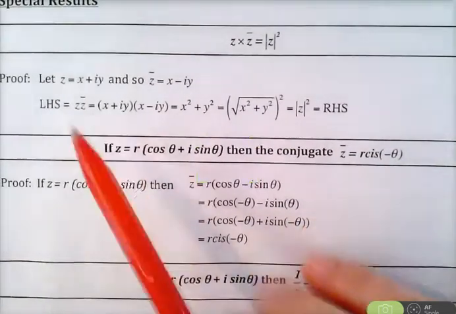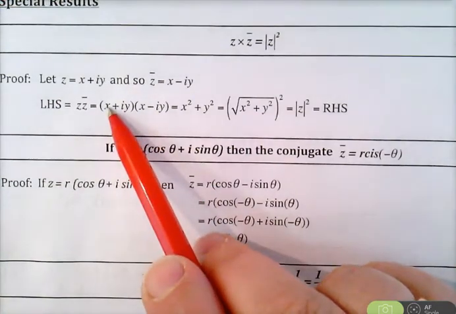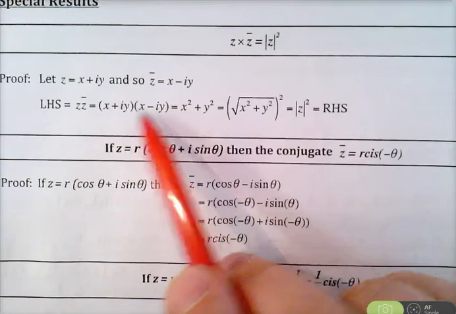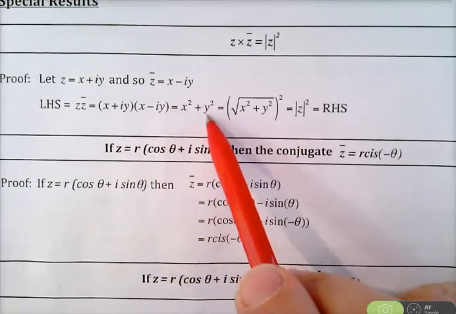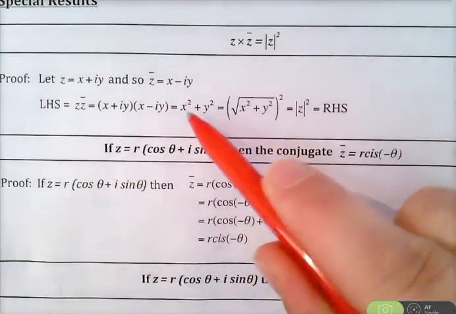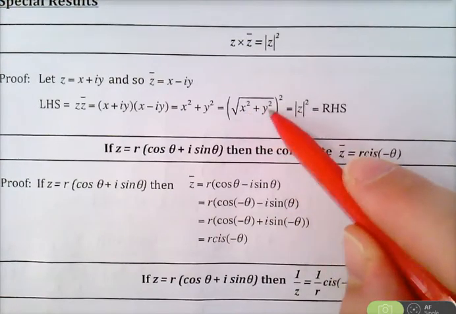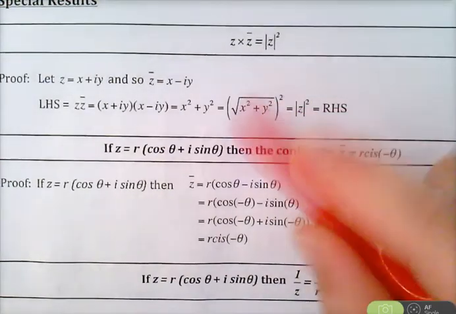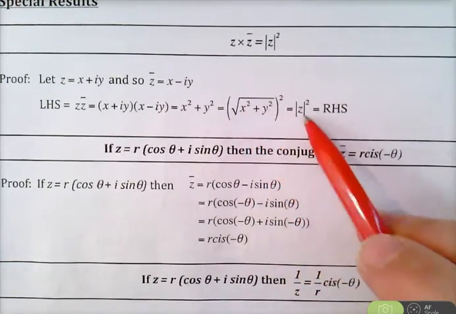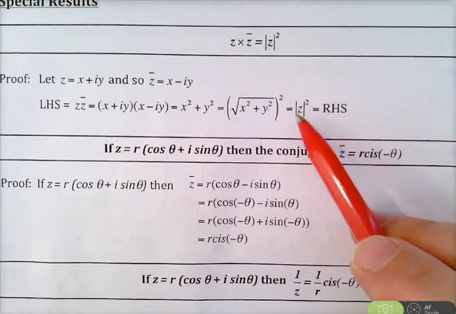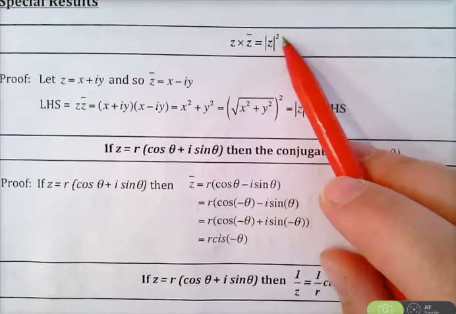We get z times z bar is x plus iy times x minus iy. Now expanding that, we've got a difference of 2 squares. So we get x squared minus i squared y squared, which will be x squared plus y squared. Now we know that x squared plus y squared is the square root of x squared plus y squared all squared. The reason we're writing it in this format is that we know that the square root of x squared plus y squared is defined as the modulus of z. So it's the modulus of z squared, which equals this right-hand side here.